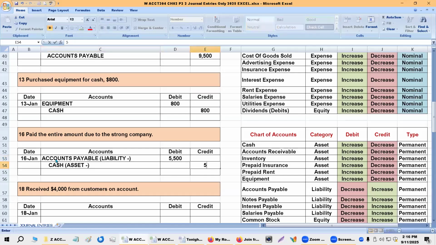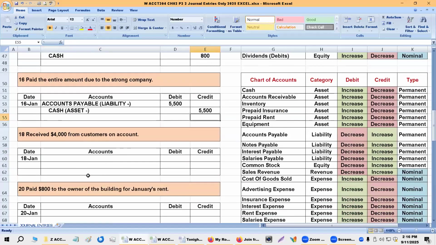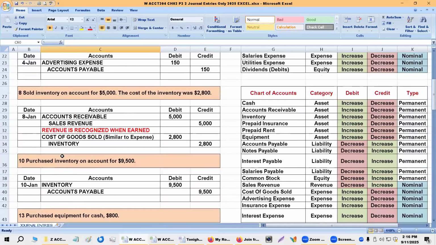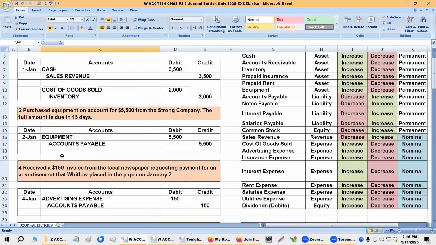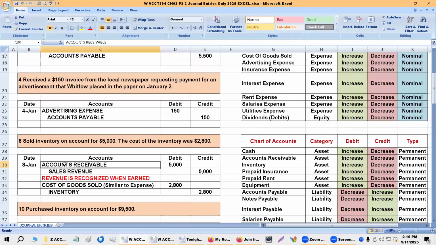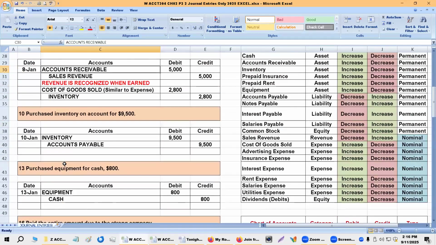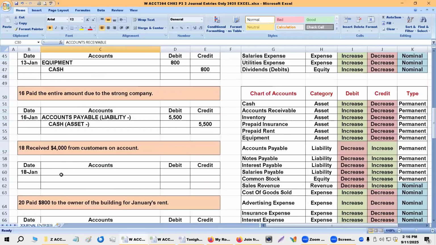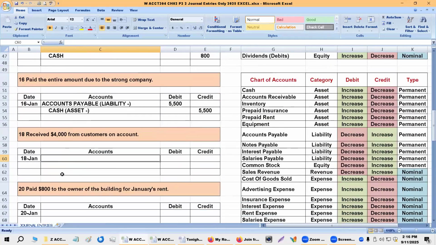So we have less cash, but we also have less liabilities. Receive 4,000 from customers on account. I'm going to assume that's from up here, probably on the 8th. So we received 4,000. Okay, so what's going to be that entry?